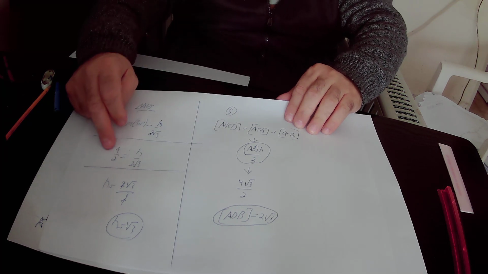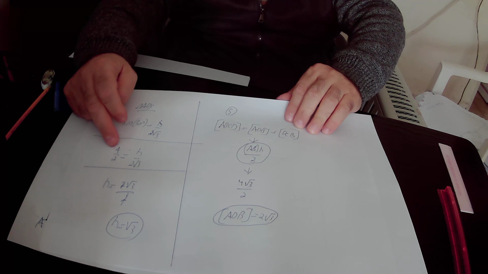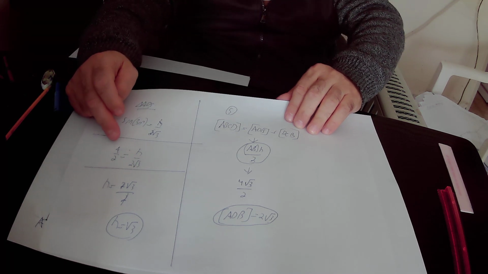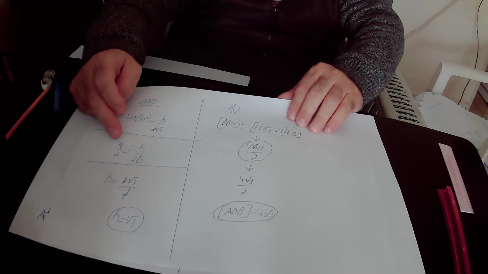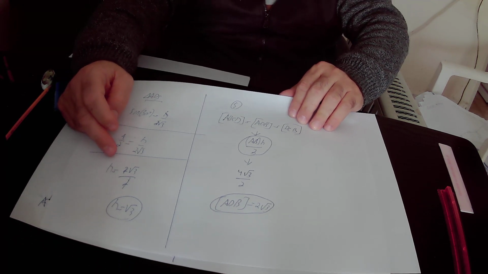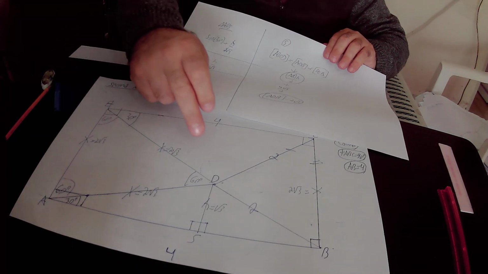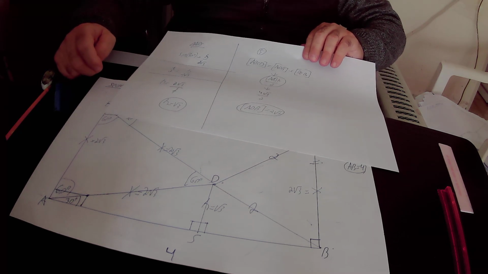Sine 30 degrees is 1 over 2, so we found that 1 over 2 equals H over 2 times square root of 3 units. We multiplied this equation by 2 times square root of 3 units and found that H equals 2 times square root of 3 over 2. 2 over 2 is 1, so H equals square root of 3 units.